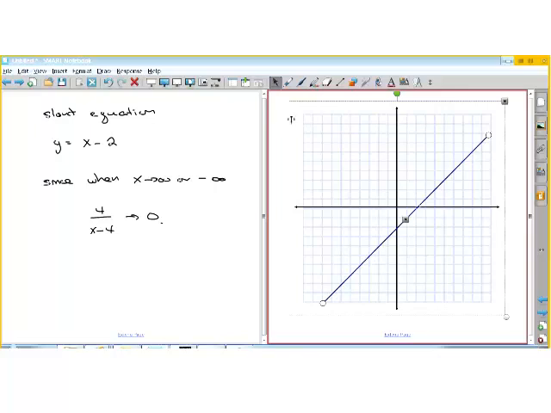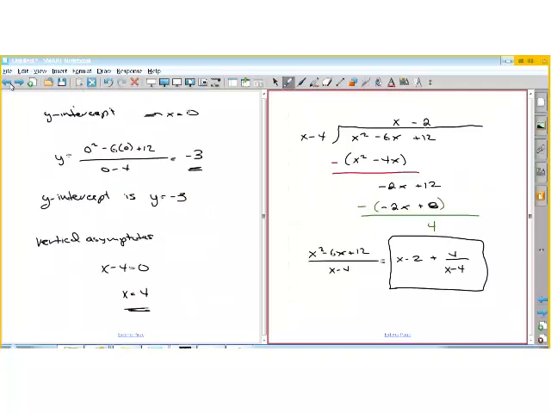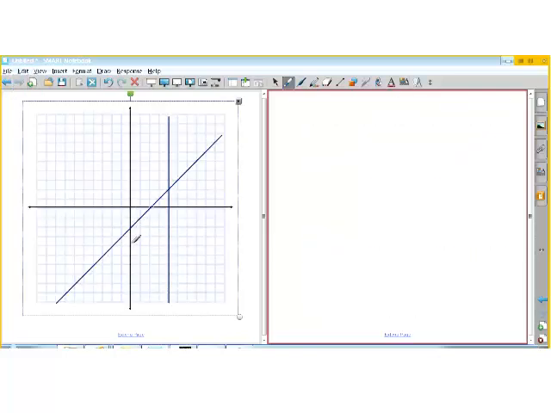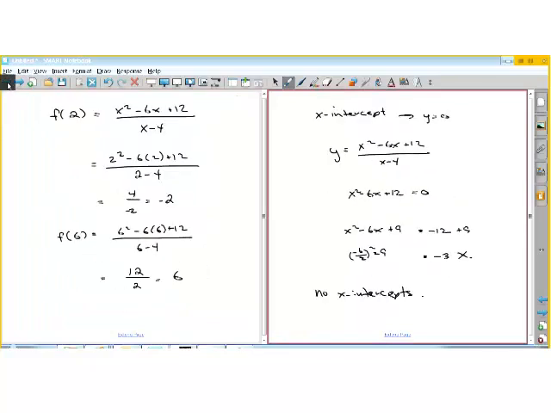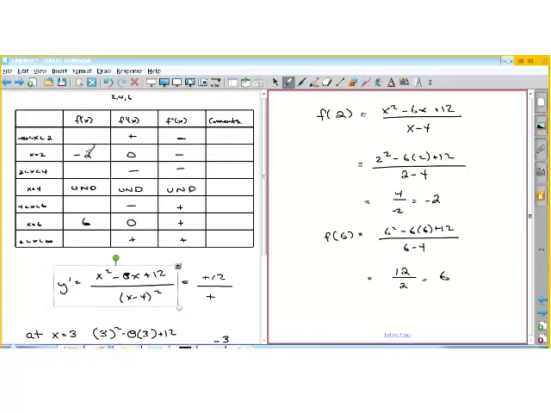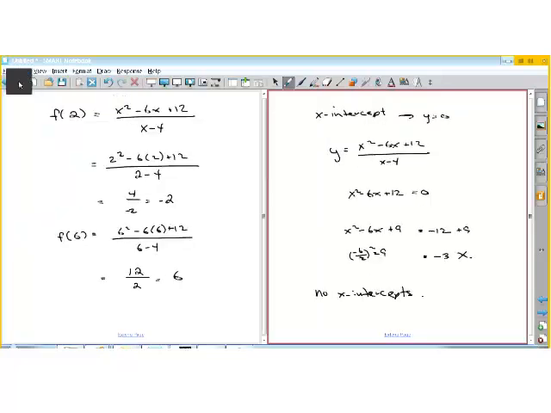Okay, what else do we have? We have vertical asymptote at 4. So we'll draw that too. 1, 2, 3, 4. So we got vertical asymptote here. Let's see, we have a y-intercept at negative 3. So let's draw that in there. So negative 1, negative 2, negative 3. So that's my y-intercept. And then we have two extrema. Did we figure out what those were? Yeah, negative x equals negative 2, x equals 2, f of x equals negative 2.